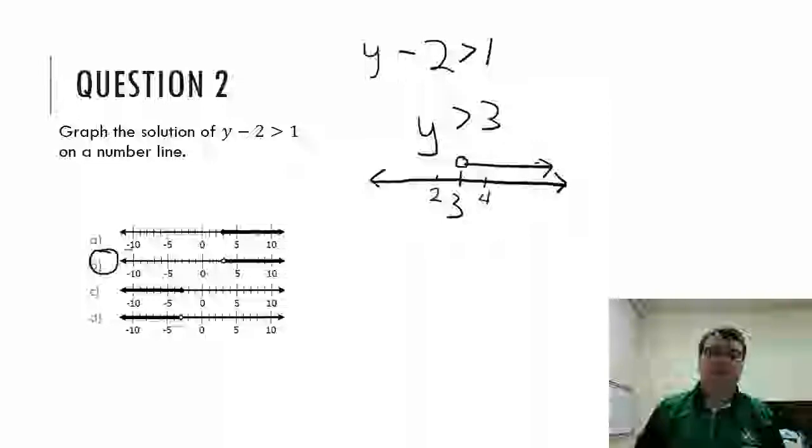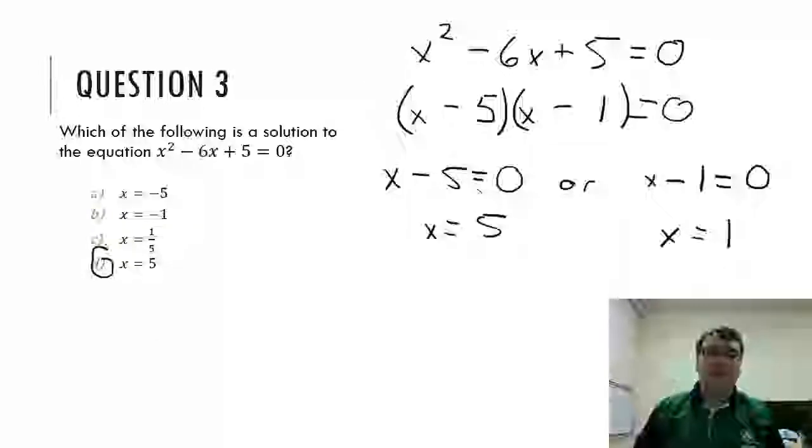Let's try this third question. So it says, which of the following is a solution to the equation x squared minus 6x plus 5 equals 0? Well, let's write it down. Always start writing off your problem as you see it. That way you know you have an original copy.